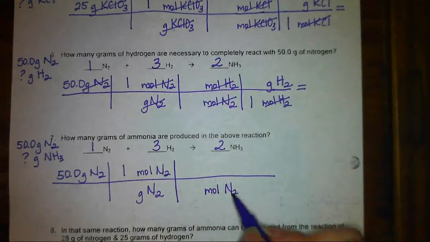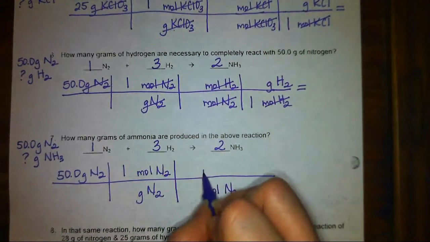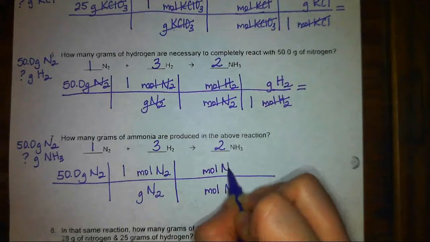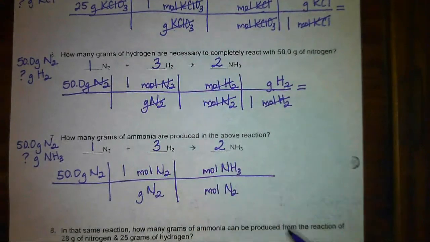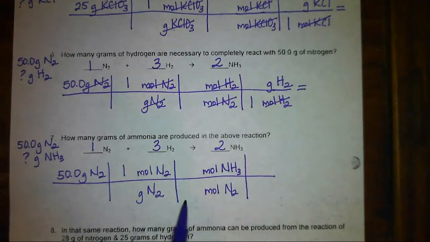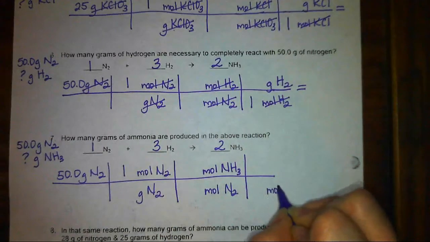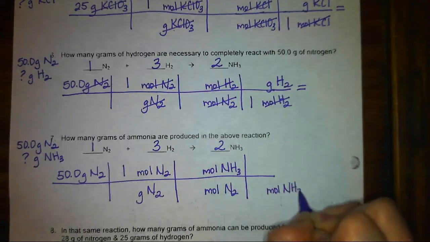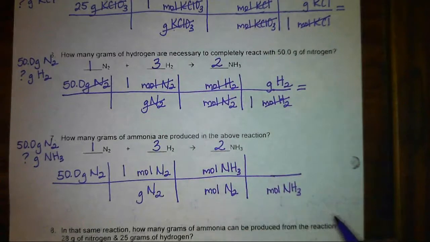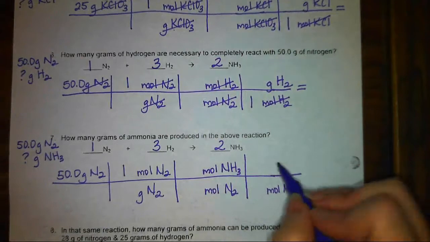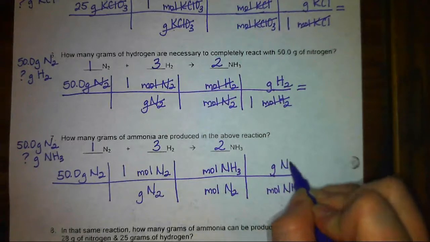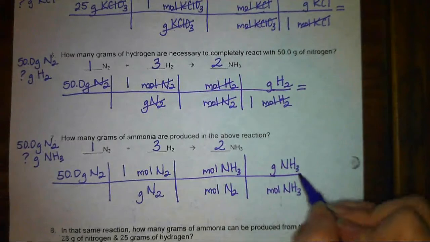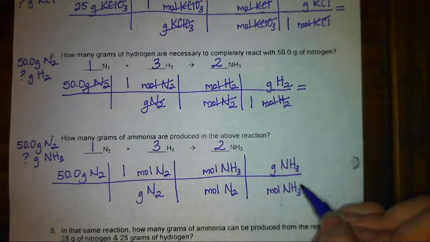Put whatever units I'm going to want to cancel down below. I can now go from moles of one substance to moles of my second substance, or in this case, from nitrogen to ammonia. I'm going to fill in the numbers here by using my mole to mole ratio from my balanced equation. And then my last conversion factor, I want moles of ammonia at the bottom because I'm eventually going to want that to cancel. My whole goal in this problem is to get to grams of ammonia. I'm trying to figure out how many grams of ammonia can be produced.